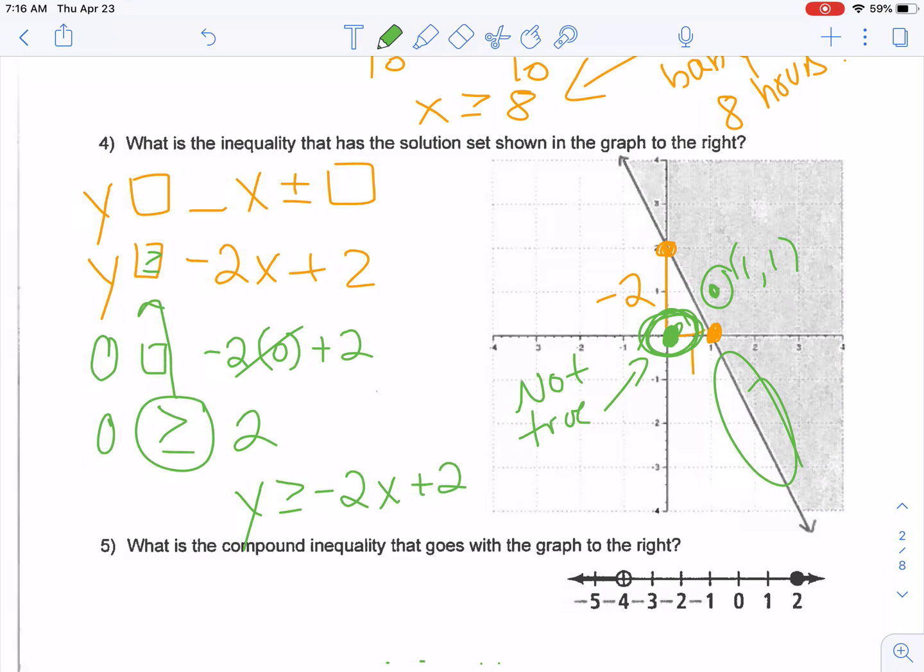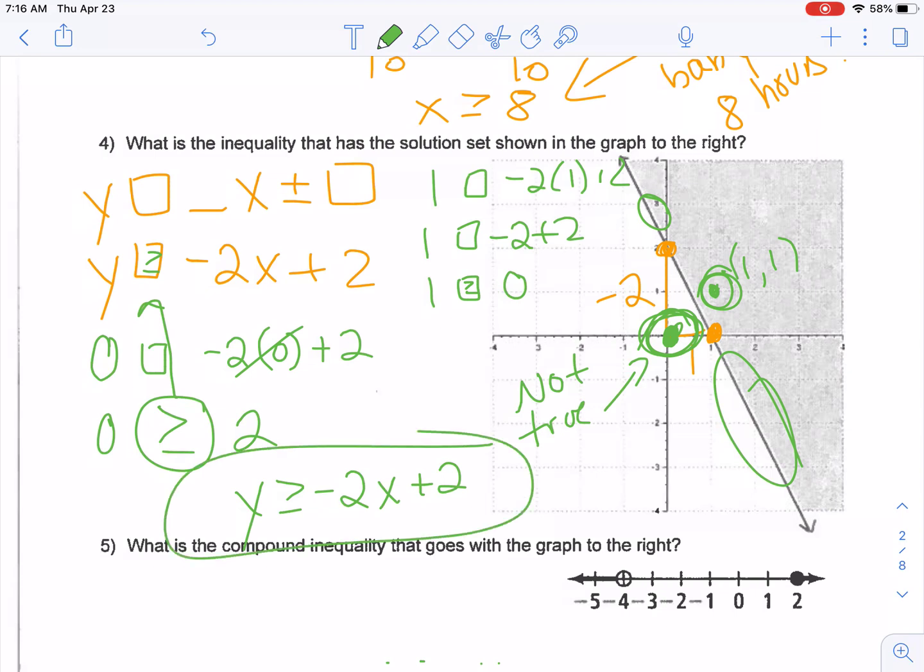Again, we could have used 1, 1 and made it a true statement, and I can just quickly do that. 1, something, negative 2 times 1 plus 2. 1, something, negative 2 plus 2. 1, something, 0. Well, how is 1 related to 0? And it is a true statement. Greater than, solid line, equal to. So we have the same inequality.